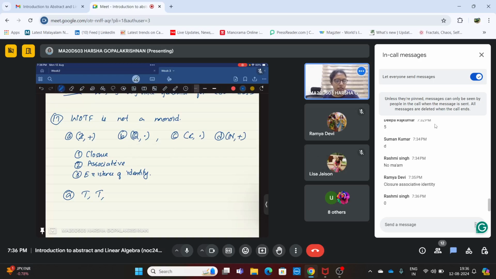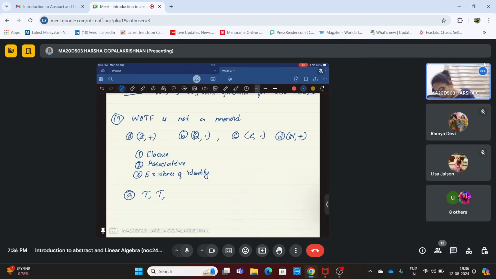What is the identity? 0. Very good. 0 is the identity. This is also true, with 0 as the identity. Now, these properties are satisfied, so this is a monoid. Now the next thing is Q under multiplication.